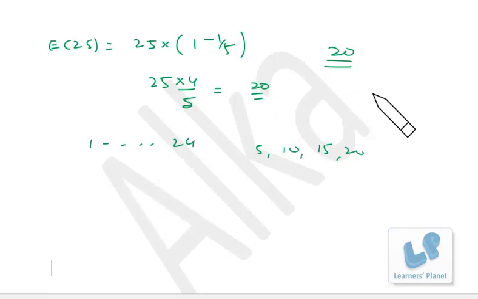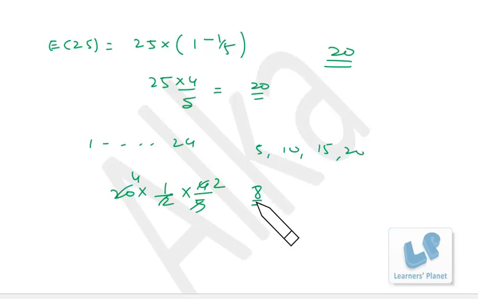So 20 is 4 into 5, so we have 2 and 5 as factors. So 20 into 1 minus 1 by 2, and 1 minus 1 by 5 is 4 by 5. So there are 8 numbers which are smaller than 20 and they are co-prime to 20. Okay. Even if you wish, you can go for the manual calculation. So this is the Euler concept.